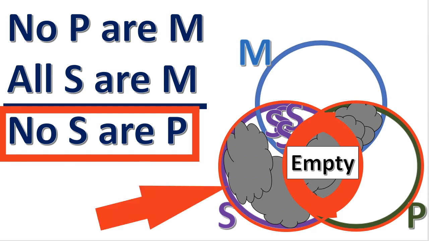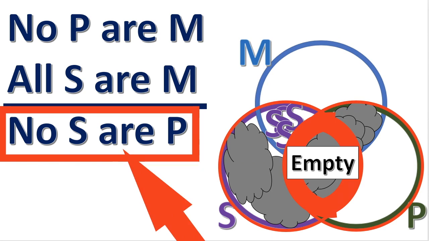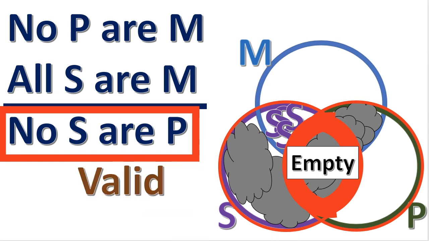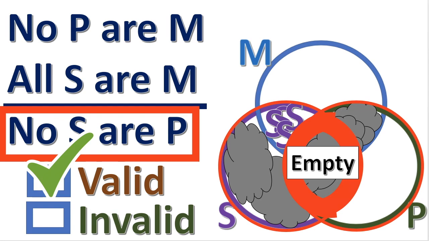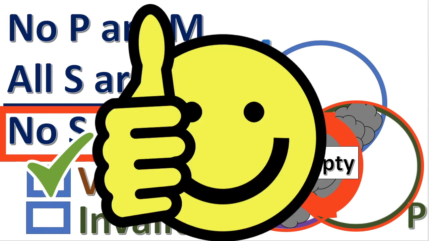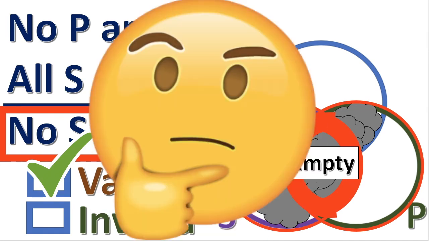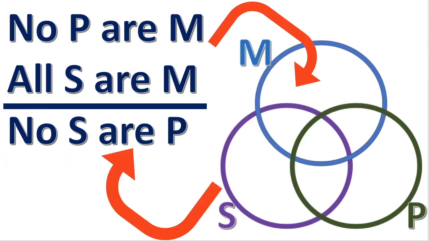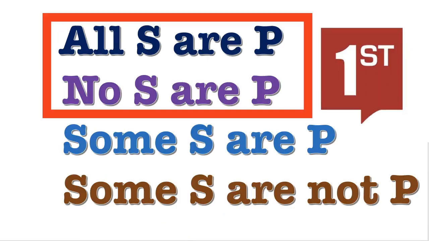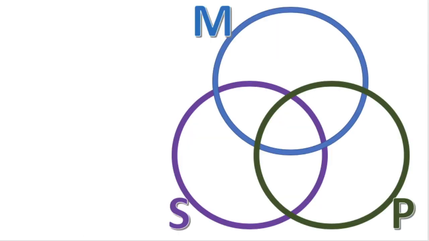Since the diagram matches the conclusion, is the syllogism valid or invalid? 3, 2, 1. Ding! It's valid. Now you can do this by yourself. Just remember, premise to diagram, diagram to conclusion, and universal premises are entered first, 3 circles for 3 terms.